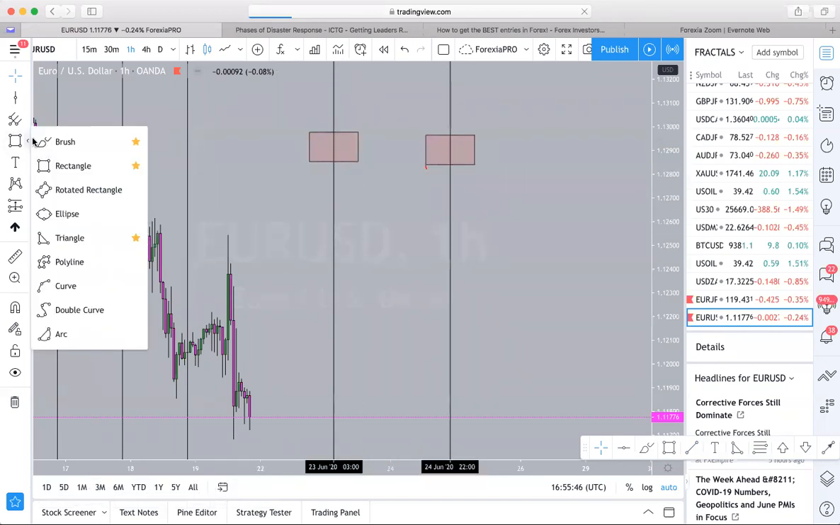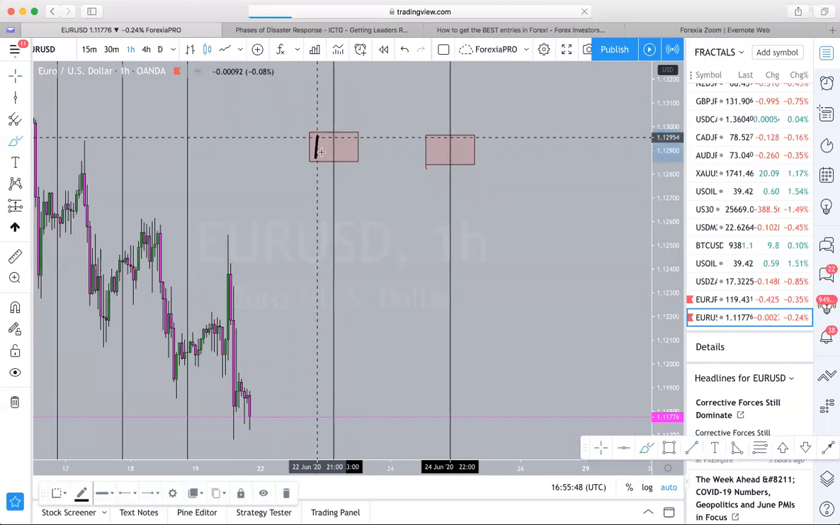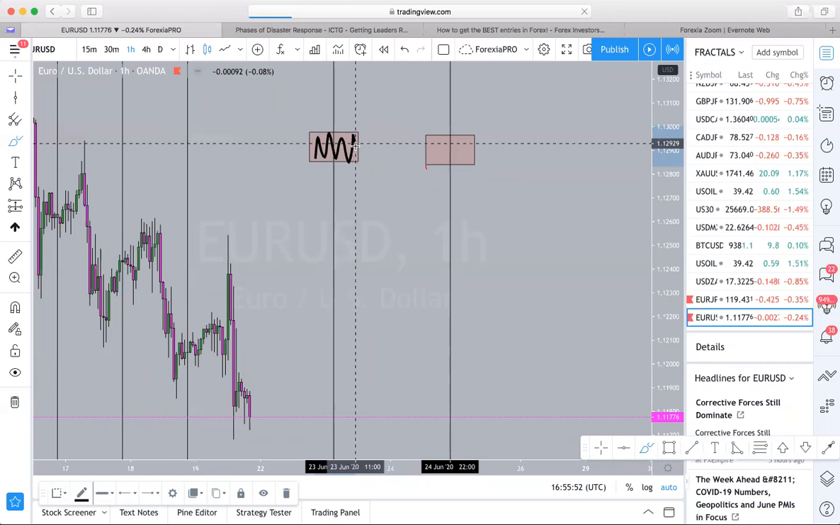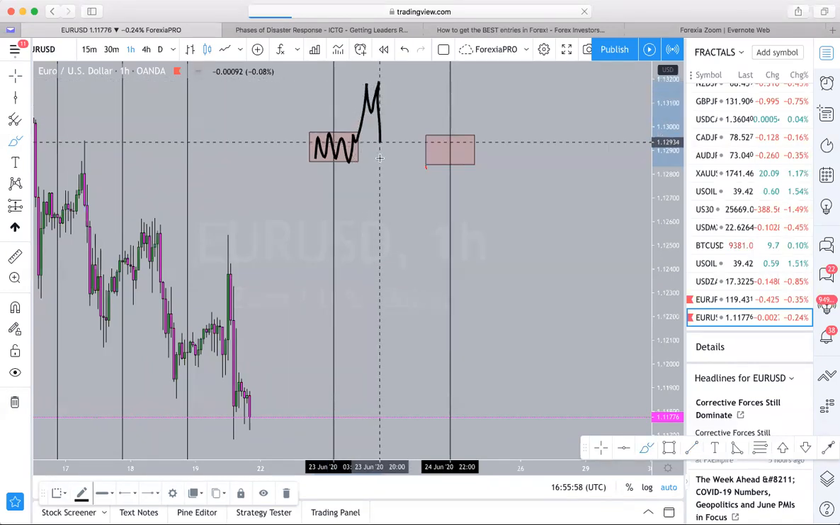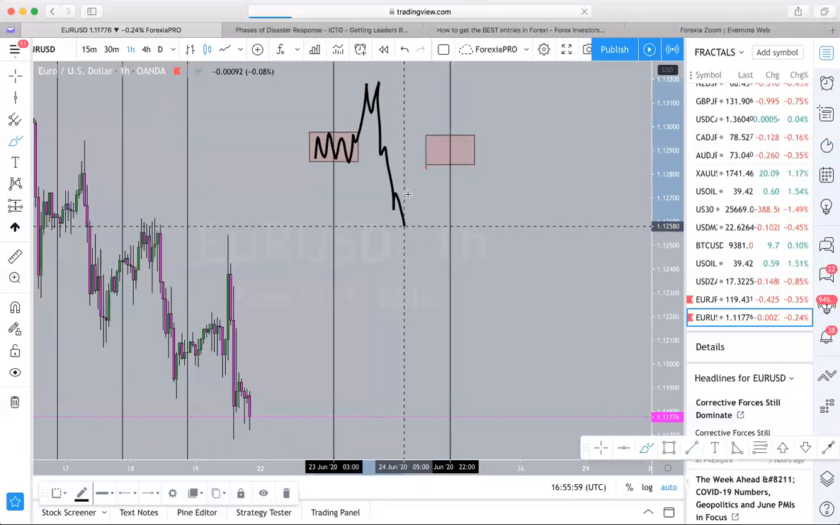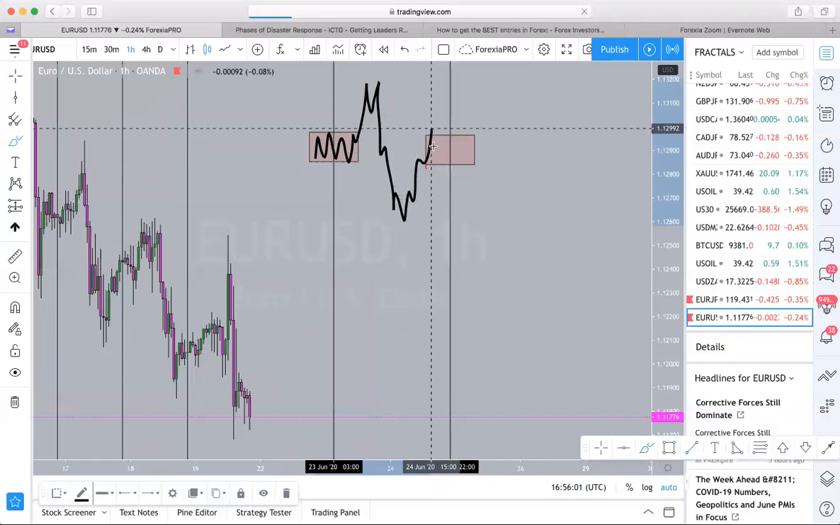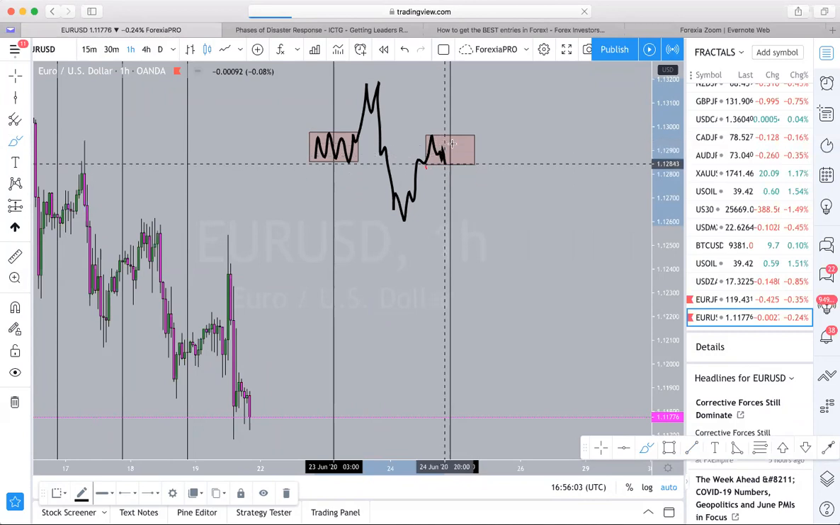Now, Asian session consists of mostly consolidation. Then comes the breakout of London and the reversal of New York to end the day in consolidation.